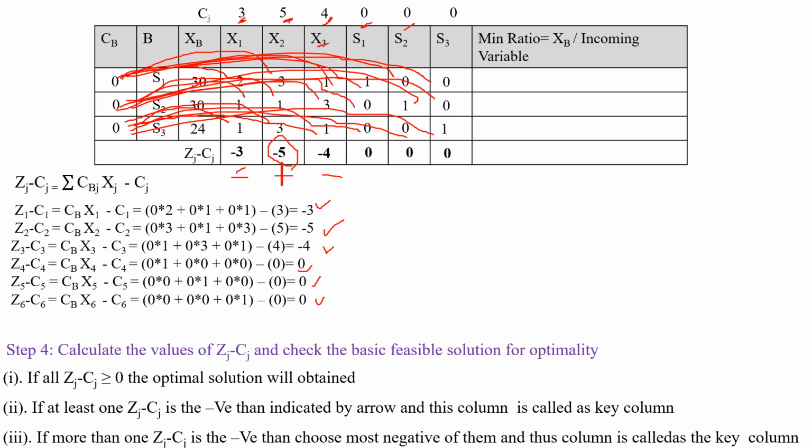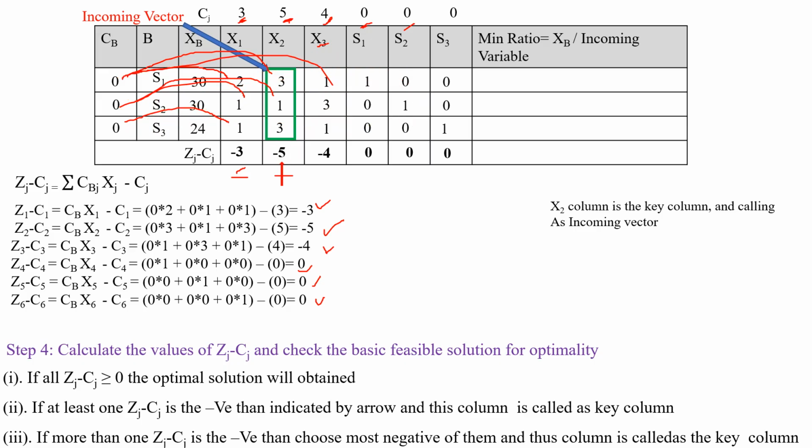And it is for the x2 column, so the x2 column we call the incoming vector, and also we call this the key column. So here the most negative value is for the x2 column. The x2 column we call the key column, and this x2 vector we call the incoming vector. So the x2 variable enters into the basis.